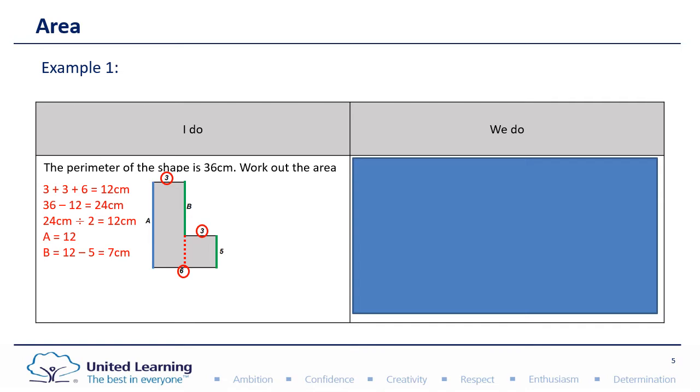The area of the rectangle on the left would be length multiplied by width, or 12 multiplied by 3, which is 36. And the rectangle on the right would be 3 multiplied by 5, which is 15. Finally, I add the 2 areas together to give me the area of the whole shape, 51 centimeters squared.